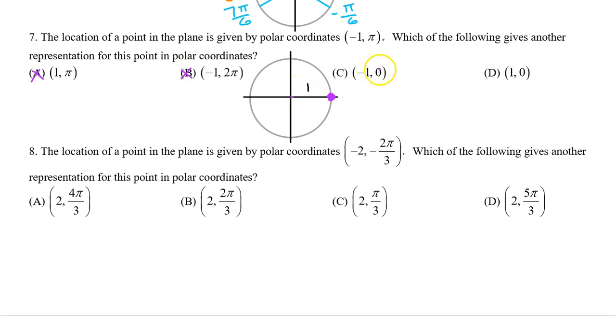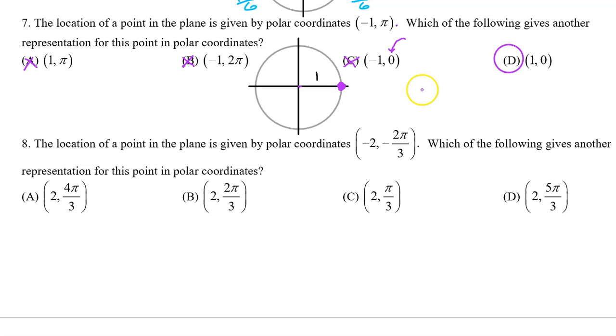How about option C? We begin at 0 radians. That's going to be right here. However, because of the negative r value, we have to move in the opposite direction, landing here. This is not the target, and C is not the answer. By the process of elimination, the answer must be D, but let's follow through and check it out. We begin at 0 radians, which is going to be right here. And because of the positive value of r, we stay right here, hitting the target. So that's why the answer is D.